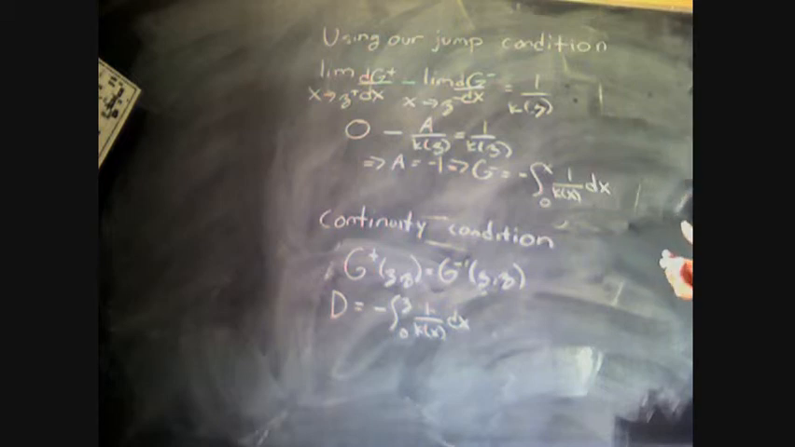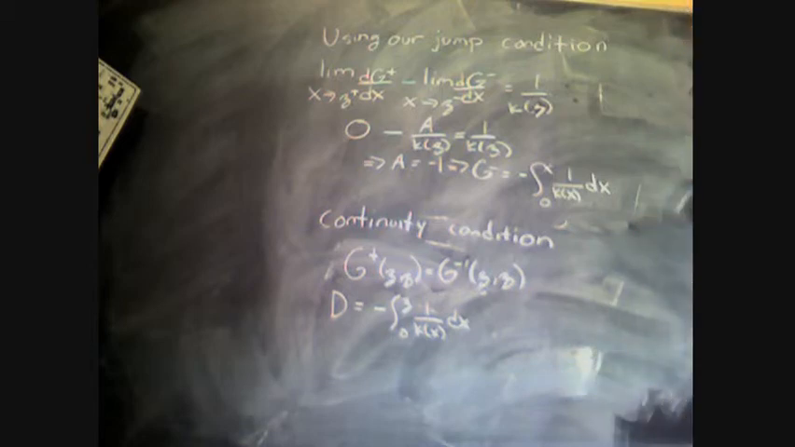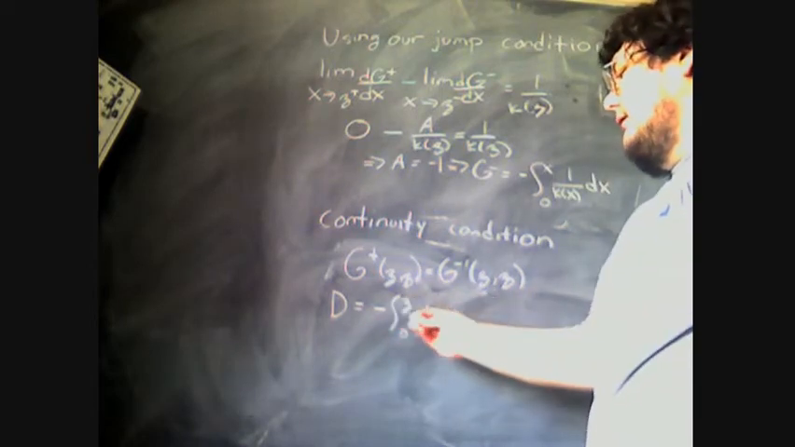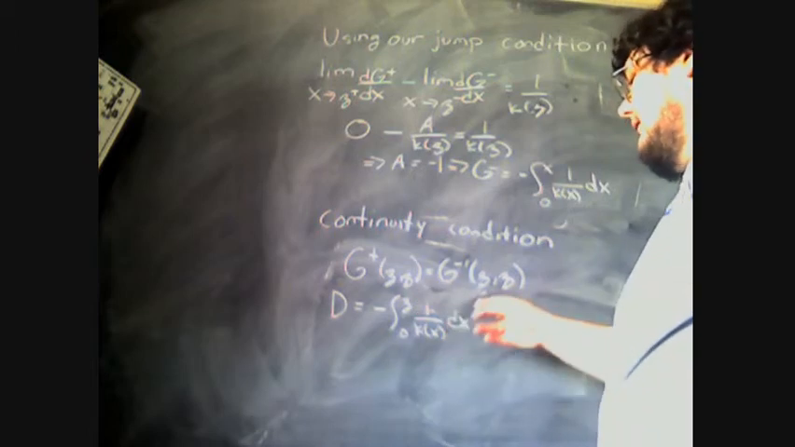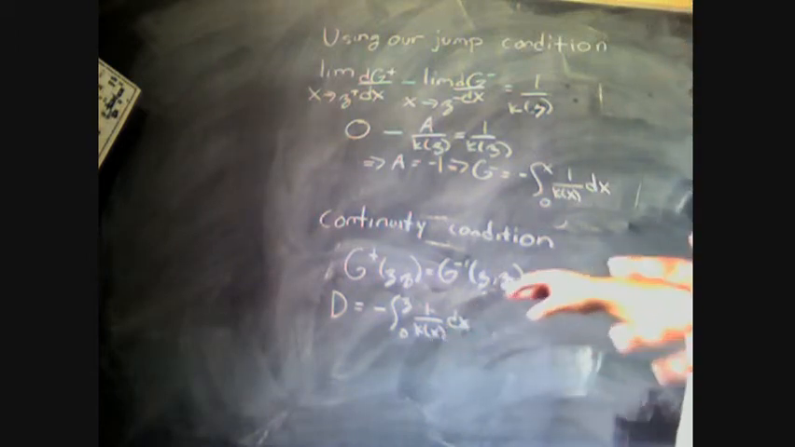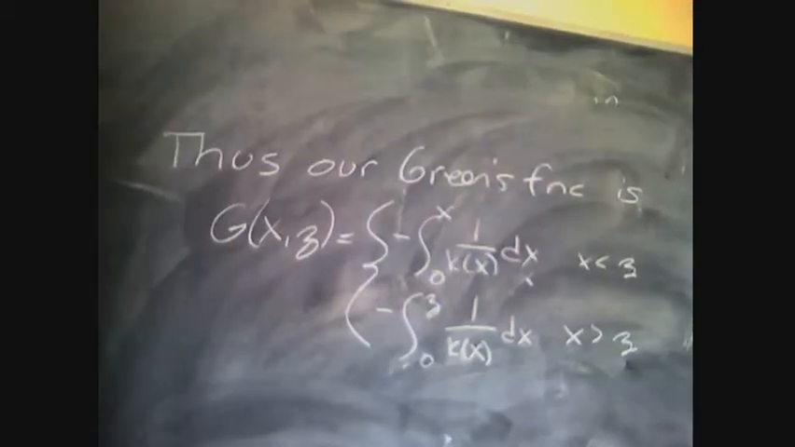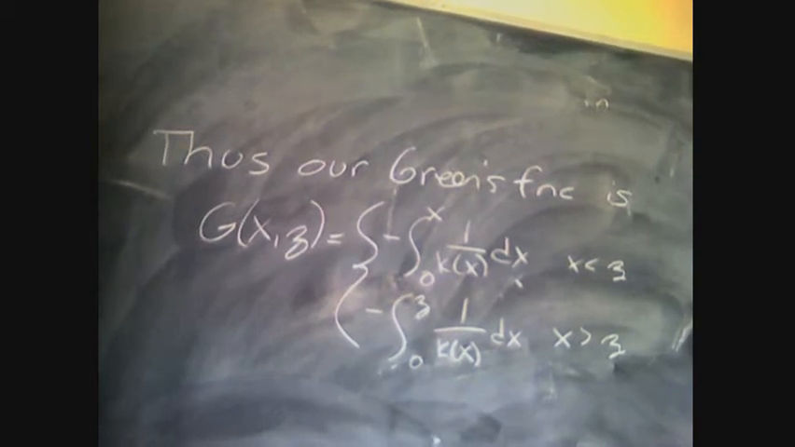The other condition we had was continuity, which said that at the point z, our g minus and our g plus had to be the same. So plugging in z for our variable x, the constant d becomes the negative integral from 0 to z of 1 over k of x dx. And obviously the x inside is just a dummy variable at this point. I probably could have used x prime just to differentiate between the variables, but this basically becomes the evaluation as a function. So we're all good, and thus this is our resulting Green's function.